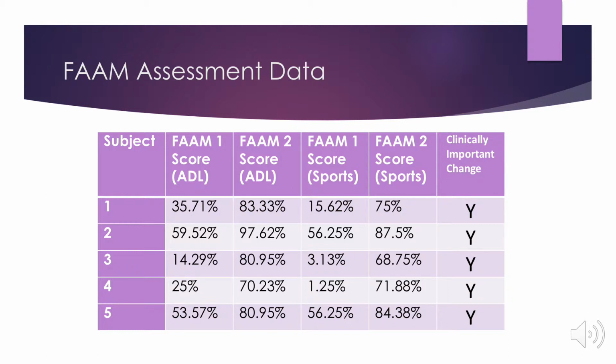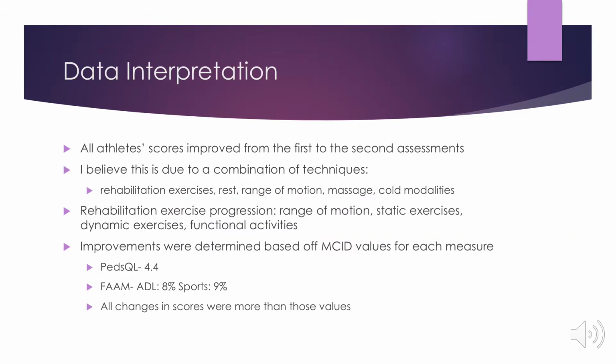And the first sports subset score was 56.25%, and their second was 84.38%. Digging a little deeper and interpreting this data, all of the athletes' scores did improve from the first to the second assessment. I do believe that this is due to a combination of techniques.